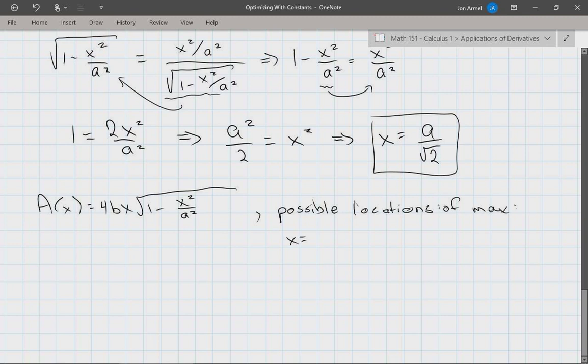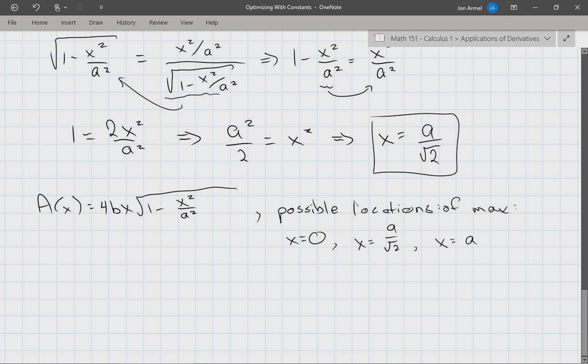And that's x equals 0. Seems like that wouldn't be a good idea because the area is going to be 0, but it still counts as a possibility. That's actually where you have the minimum area, right? And then x equals a over root 2, and x equals a.